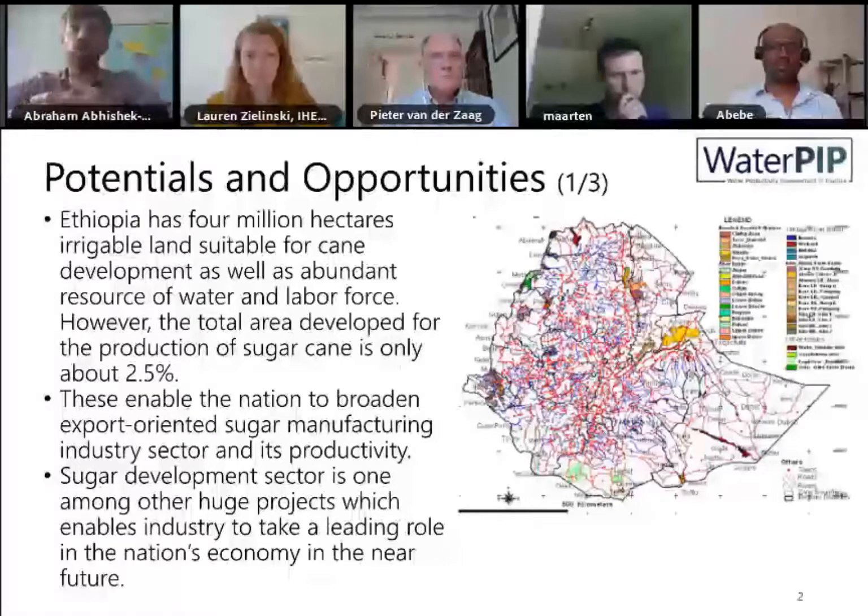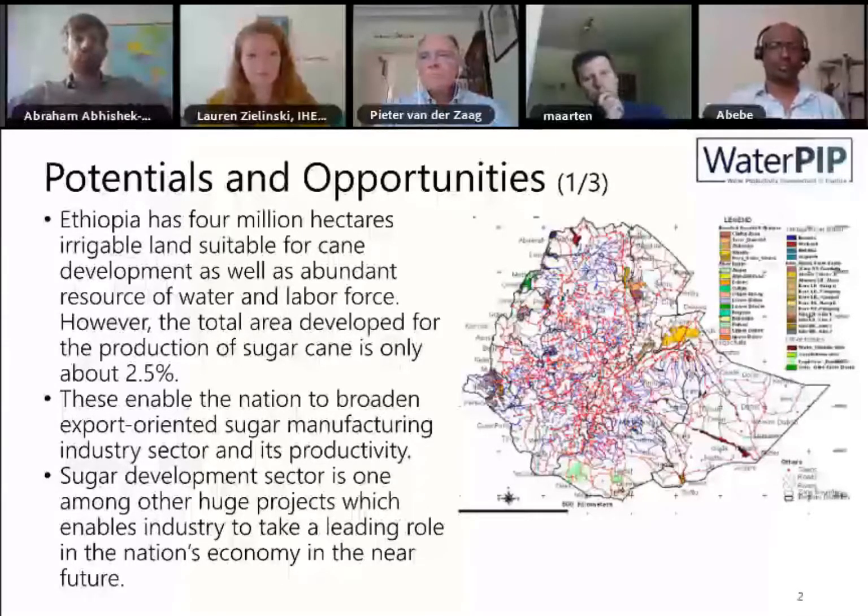As you may or may not know, Ethiopia is blessed with a lot of hectares of irrigable land and a lot of water sources. But at this moment, the total developed area of land, particularly with regards to irrigation, is still very minimal, with sugarcane taking only 2.5% of that area.